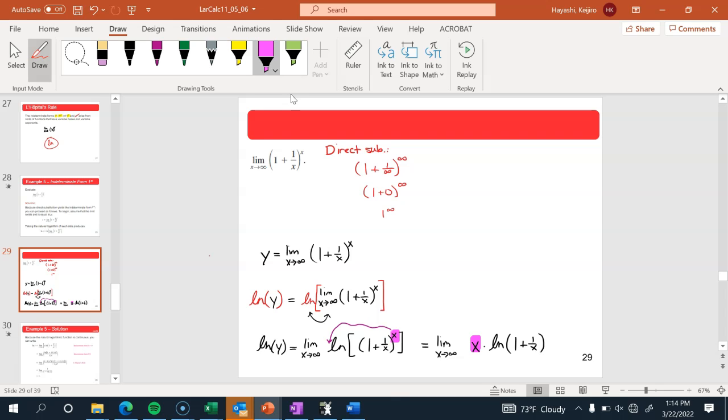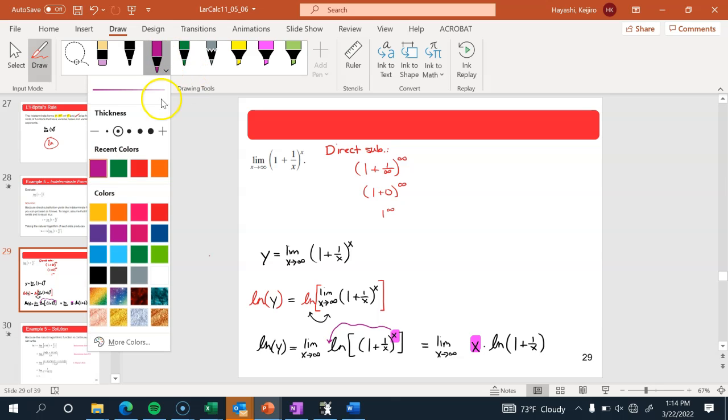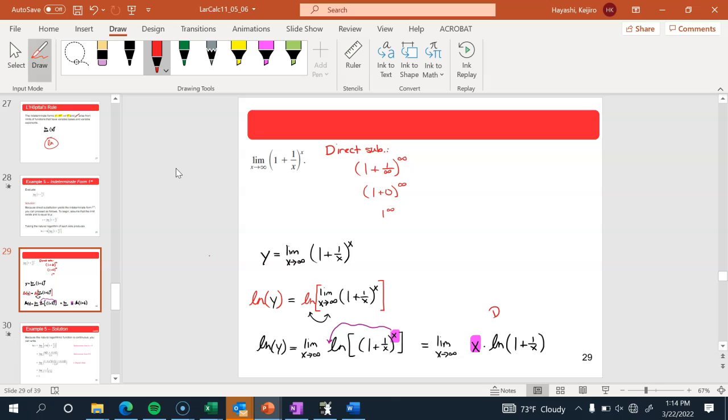It's not all better, because if you try to direct substitute at this point, you'll get infinity times the natural log of 1, which is 0. So it's still infinity times 0, but that's at least a little more manageable. At this point I'll note that direct substitution gives infinity times 0, so what I'll do is shift it into being a quotient so that it can be 0 over 0 or infinity over infinity.